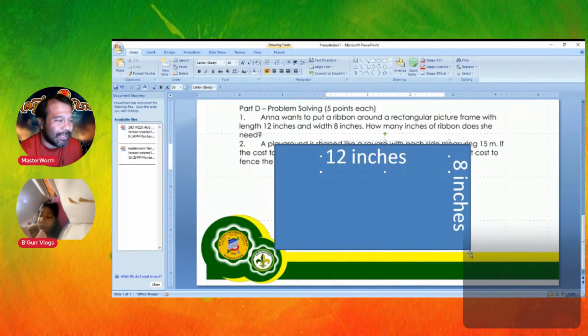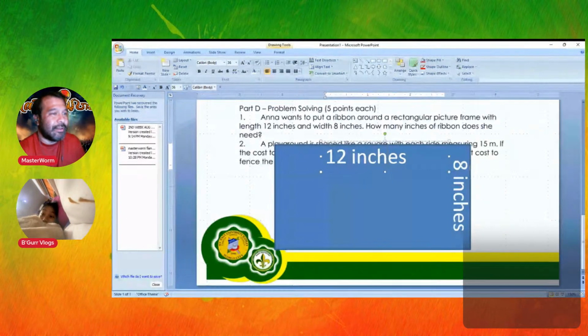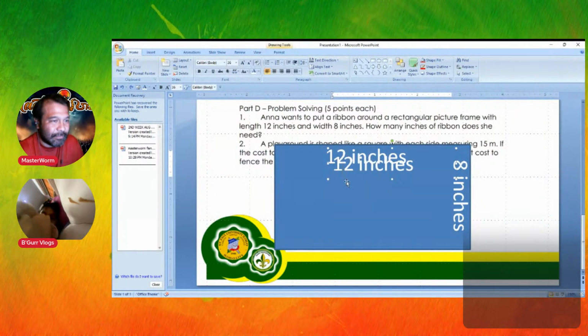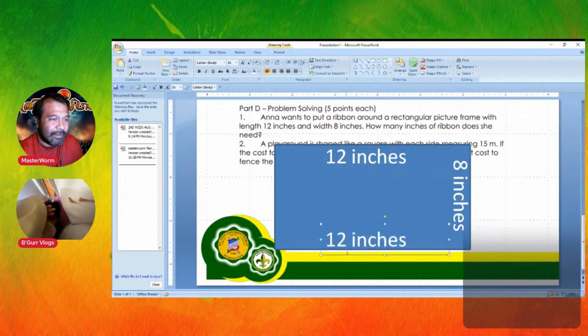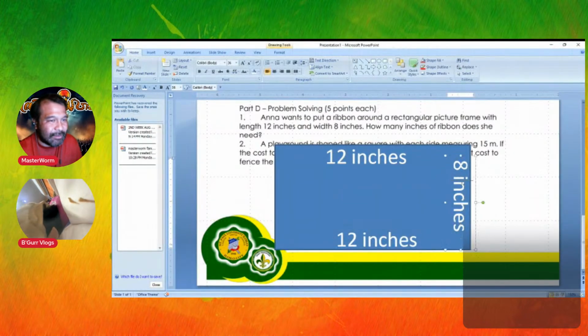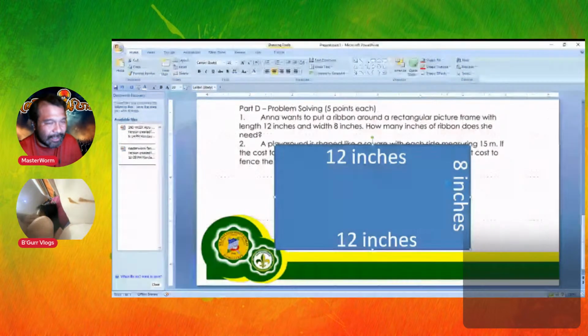12 plus 8? 20. Yeah, very good. Alright, so since this is a rectangle, it means that they have the same length from the lower right to the lower left, or it's the same size as the upper length. So which means it's also 12 inches, right? Yes, Daddy. It's the same. And from up to down on the left side, it's the same, also 8 inches, because it's a rectangle.